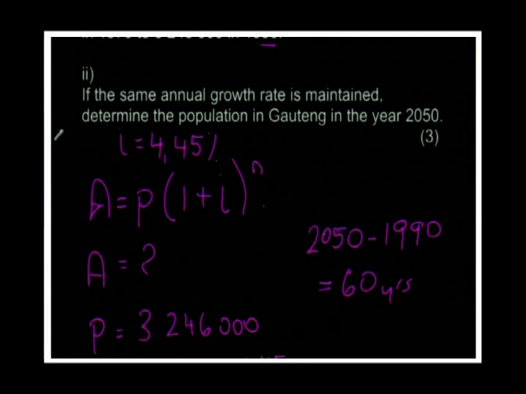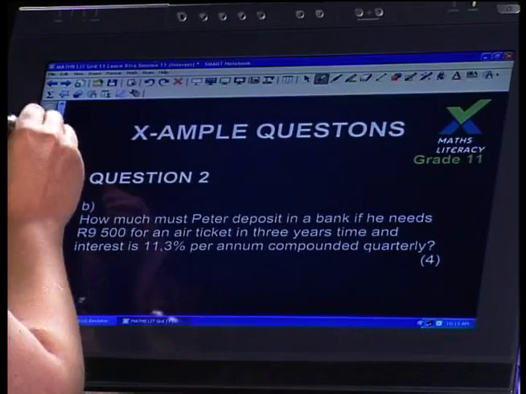Have I answered the question? It says, if the same annual growth rate is maintained, determine the population in Gauteng in the year 2050. We have answered the question. Right, let's move on to the next one.